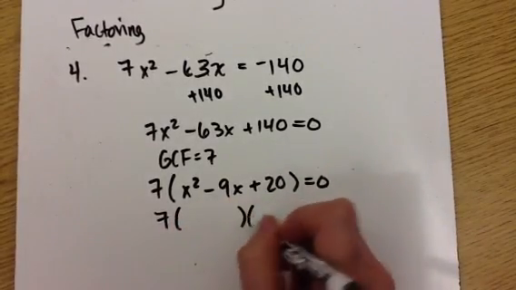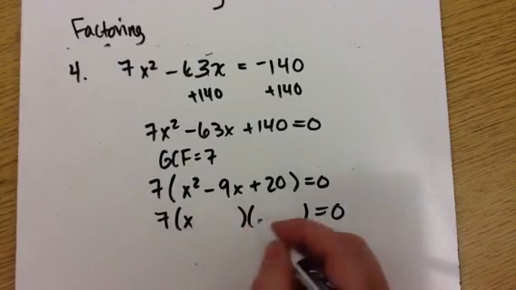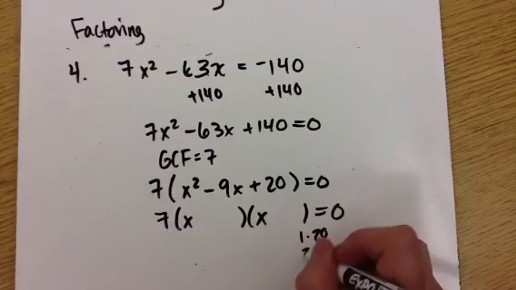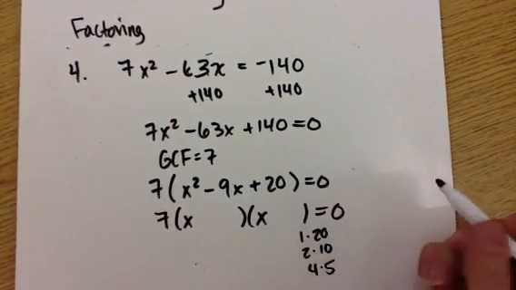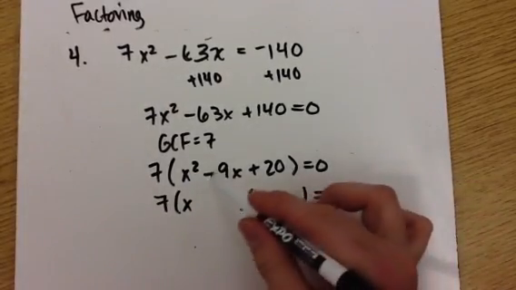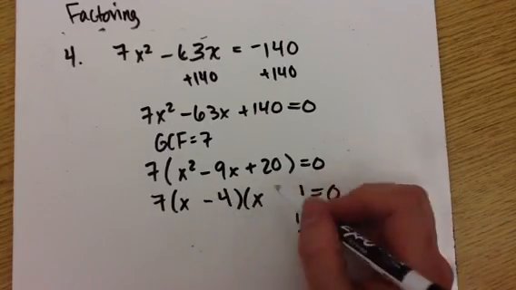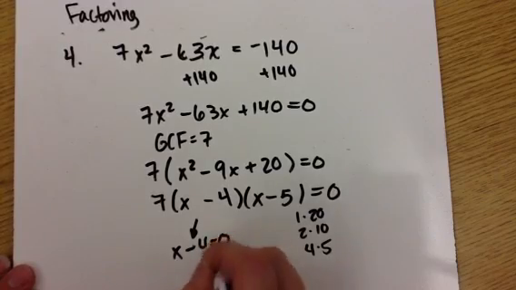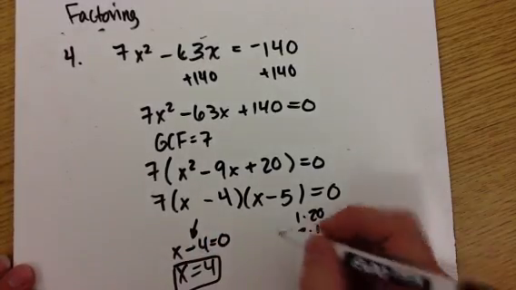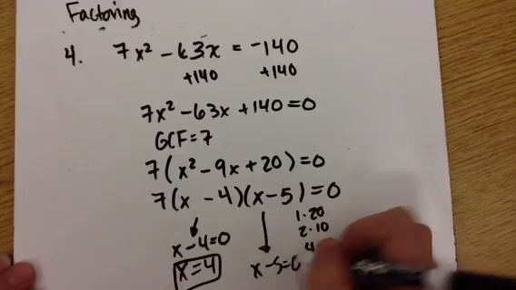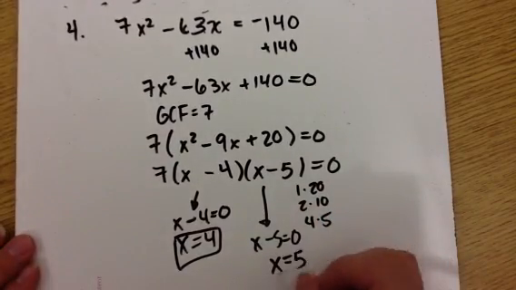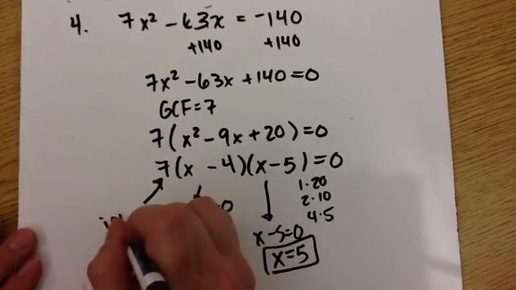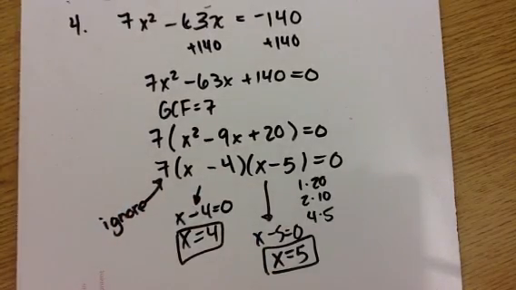So 7 times, first terms will be x and x. Last terms need to multiply to 20, so 1 and 20, 2 and 10, 4 and 5. And I need to add to get -9, so it'll be -4 and -5, which gives me x minus 4 equals 0, so x equals 4. And x minus 5 equals 0, so x equals 5. And remember, when your greatest common factor doesn't have a variable, we just ignore that. So this one will have 2 solutions.